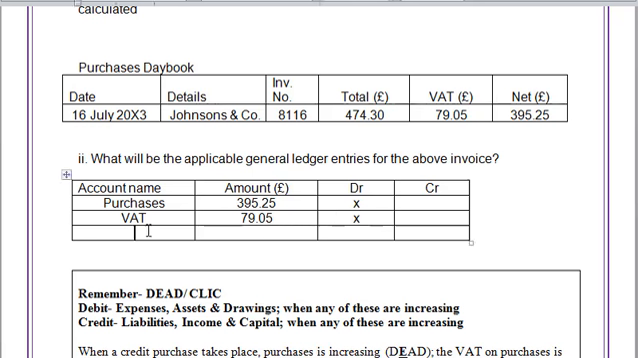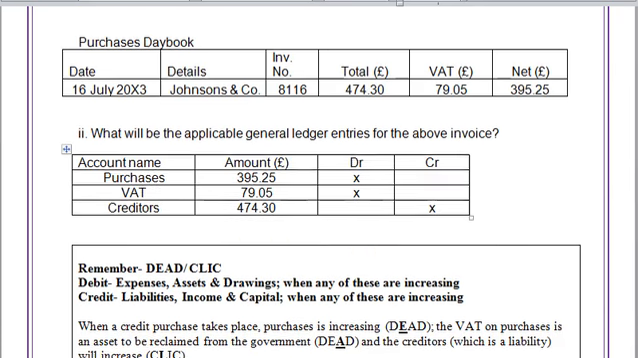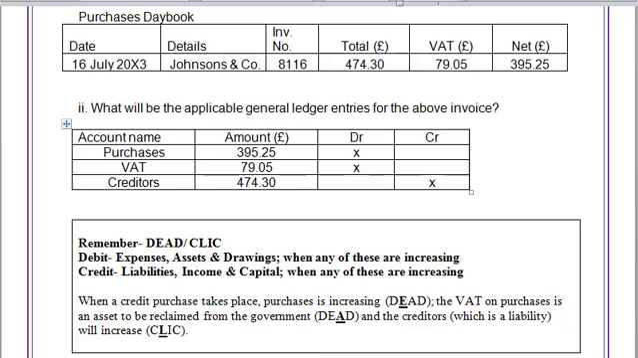Then we have the creditors, because if this is a credit purchase, you have bought and you have not yet paid. Creditors, another name for that is trade payables. That implies to me that my liability is increasing. I'm owing somebody, in this case Johnson's and Co. And it is the total amount that we are owing them, 474.30, and that liability is increasing, so you will credit the account. Nice, simple, smooth, and I hope straightforward.